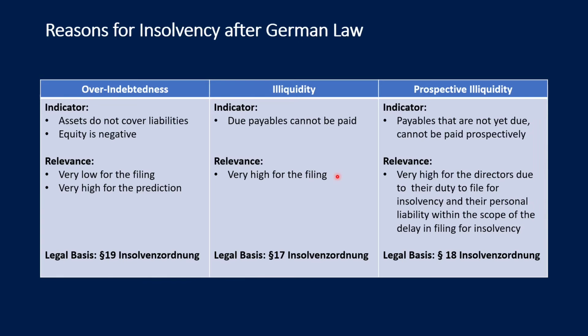Accordingly, we come to the third reason for insolvency, and that is prospective illiquidity. What does prospective illiquidity mean? It means that the company is not yet illiquid, but it is foreseeable that this is the case in next to no time. For example, an invoice is coming in and the management is already aware of the fact that the company can't pay this invoice. So payables that are not yet due cannot be paid prospectively.